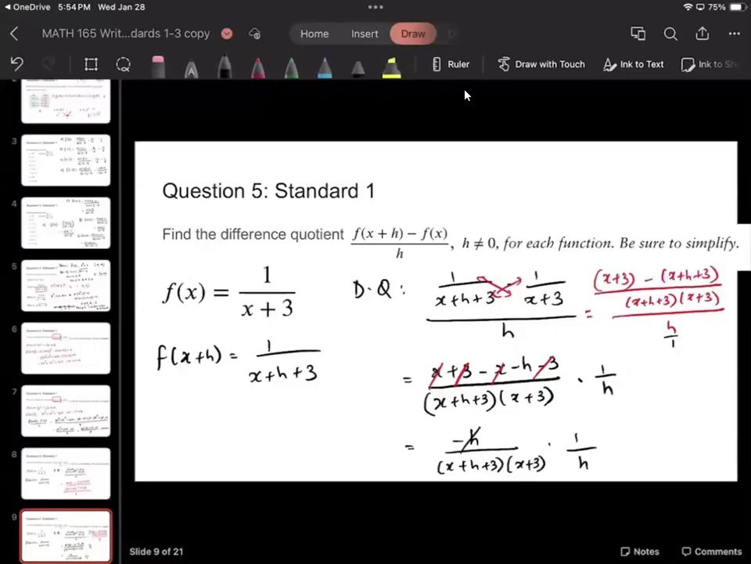Now I can cancel this out. So my final answer is negative 1 over x plus h plus 3 times x plus 3. Okay.